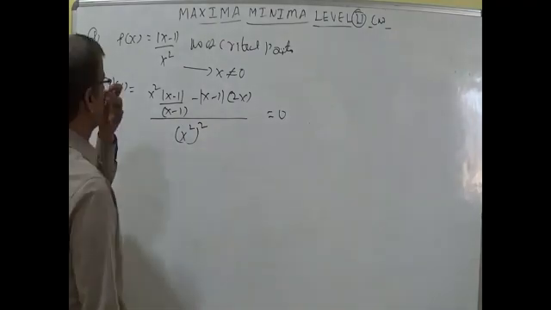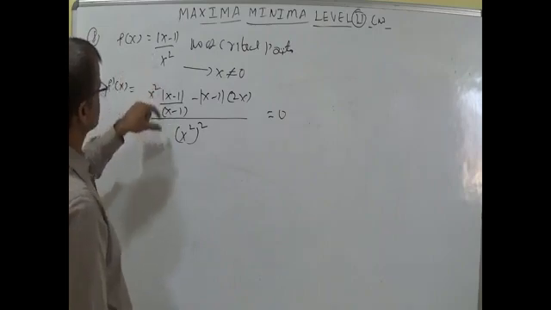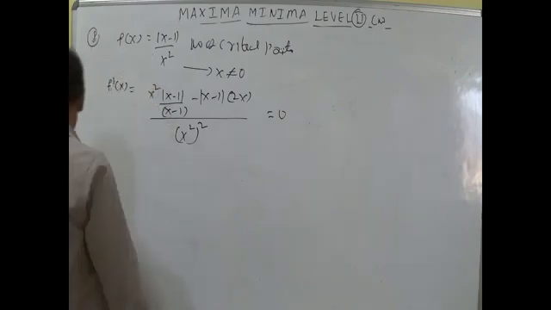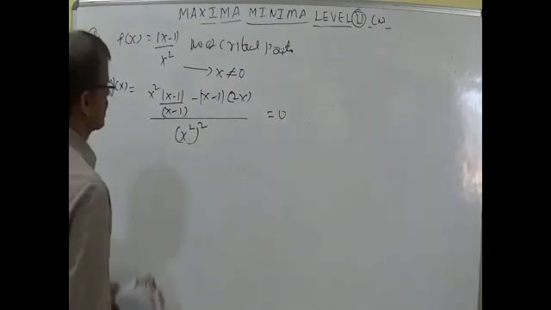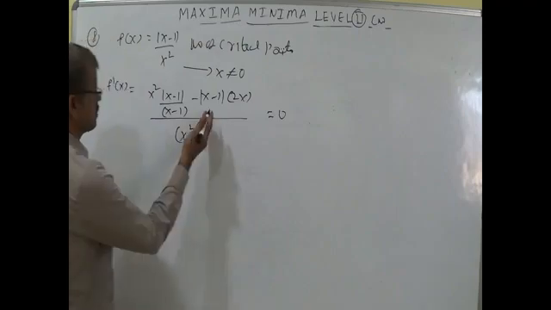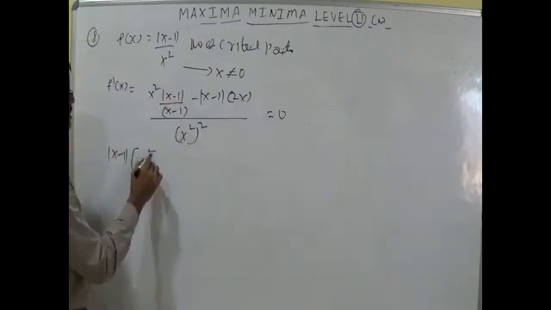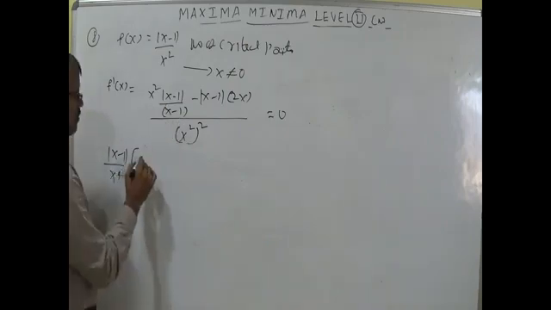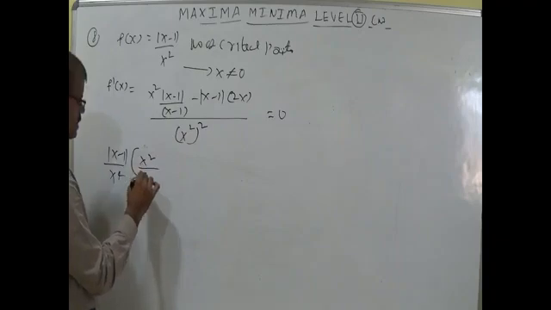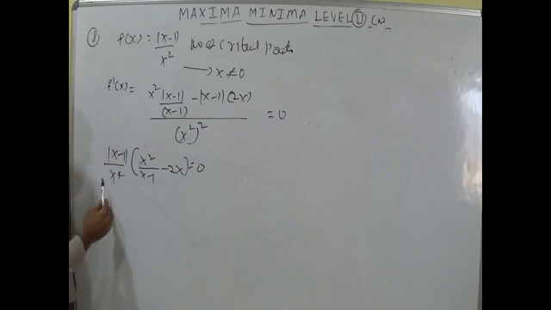The derivative is v u dash minus u v dash by v square, x square into modulus of x minus 1 by x. If you are given the condition x greater than 0 or not, you can take common, students, the value modulus of x minus 1 by x power 4. Now you can write here x square by x minus 1 minus 2x equal to 0. Here x not equal to 0, it is a critical point, already we got here.